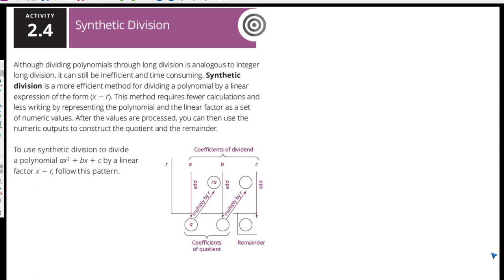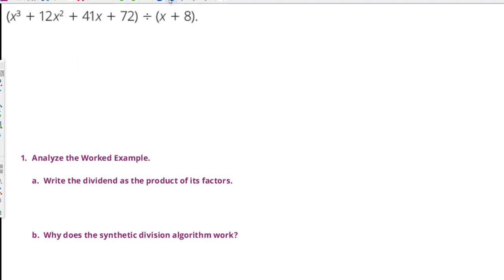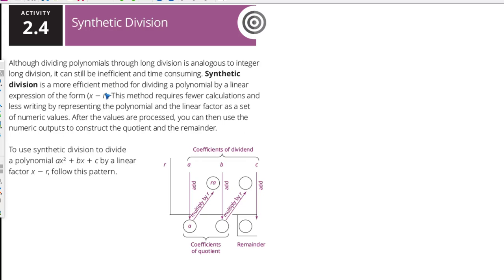The last section we're going to be discussing is synthetic division. So synthetic division is a shortcut to the box or the long division method. I prefer synthetic only when the x does not have a coefficient in front of it in our divisor. And so let's look at how synthetic works.